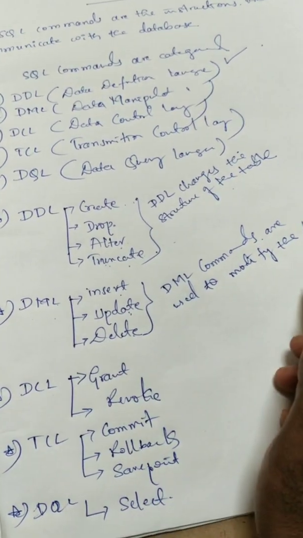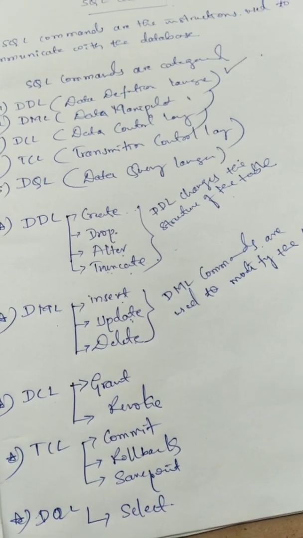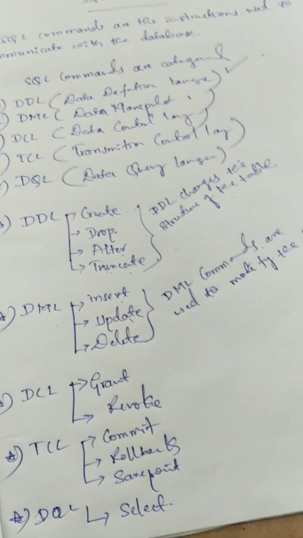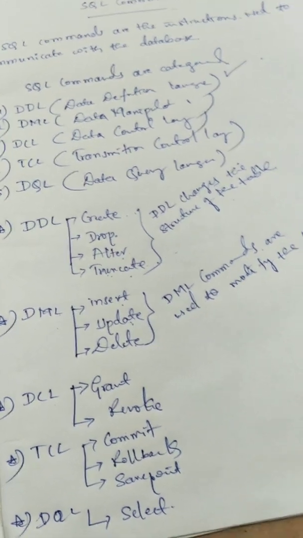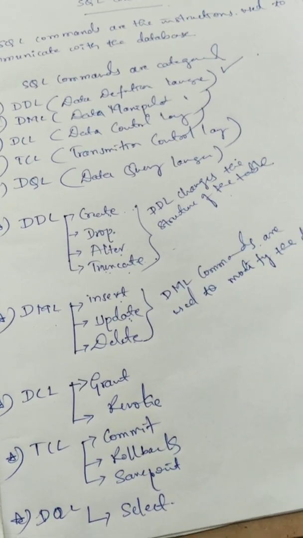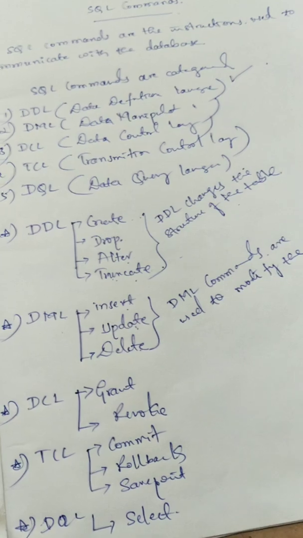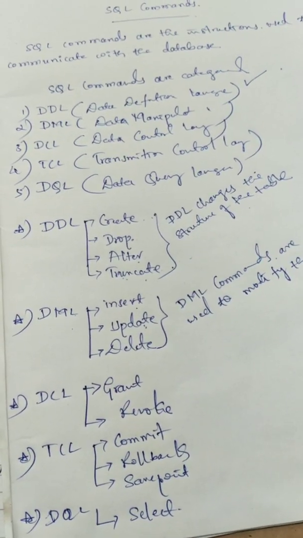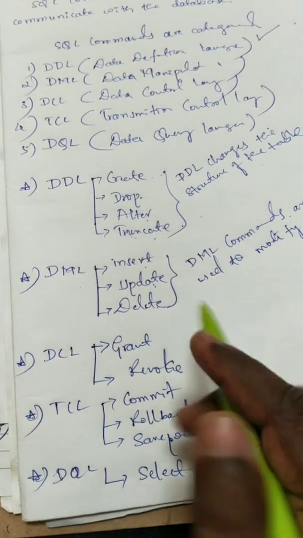then you can use the update command. Next we have delete. The delete command is used to remove rows from a table. Okay, so the delete command is used to delete the rows from the table. So these are the commands we have in DML.